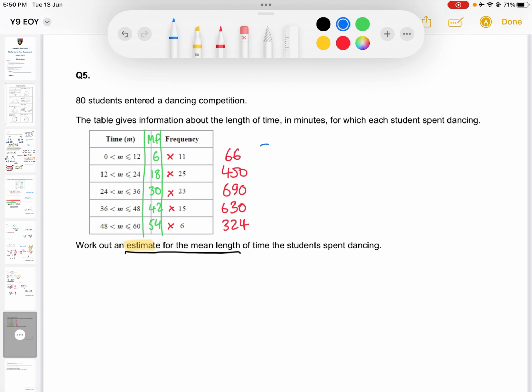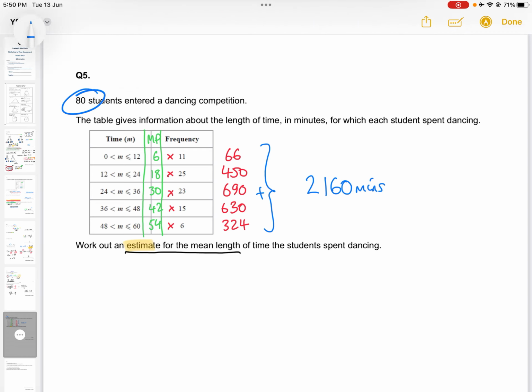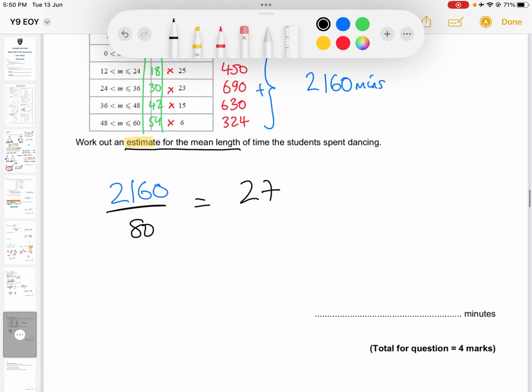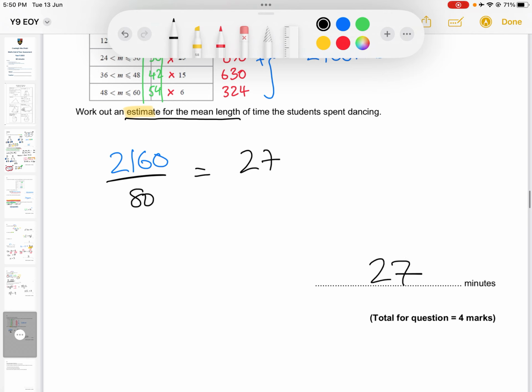We then add them up to get a grand total, which will be 2,160 minutes. We then take that grand total of all of the minutes, or an estimate of all of the minutes, and we divide it by the number of students that there were. So we have 2,160, we divide it by 80, and that gives us 27, making 27 our estimate for the mean. Done.